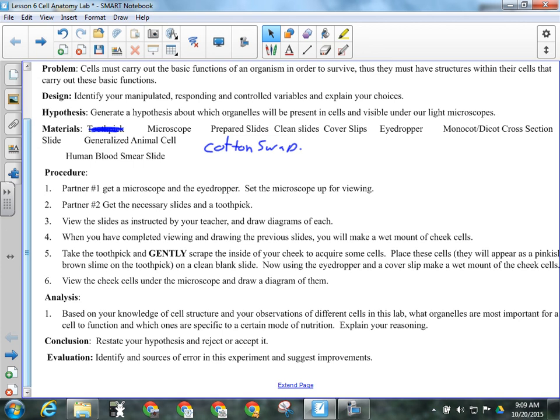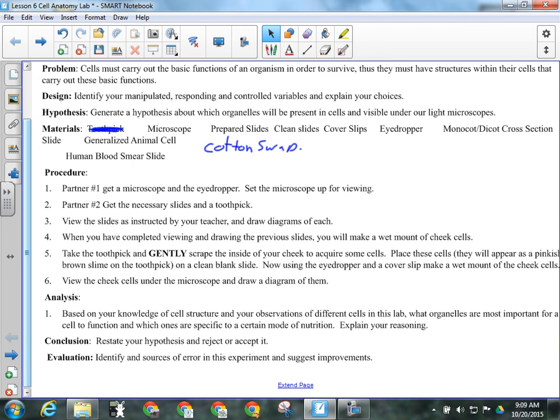What I do not want to see is a list of organelles you saw, and then plant had chloroplasts, the end. If that's all you write, expect 1 out of 5. I want an explanation as to why you saw things, maybe why you didn't see some things. Did you expect to see something, didn't see it? Why might you not have seen it?